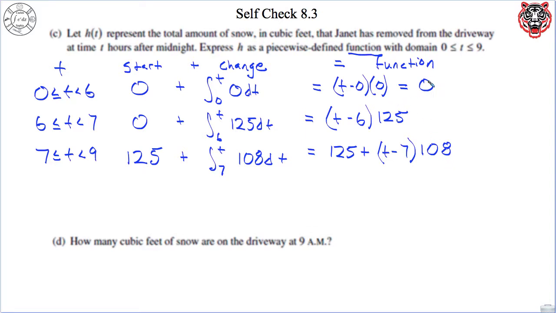So this is the function for this time interval. This is the function for this time interval. This is the function for this time interval. And it just comes from applying the fundamental theorem of calculus.